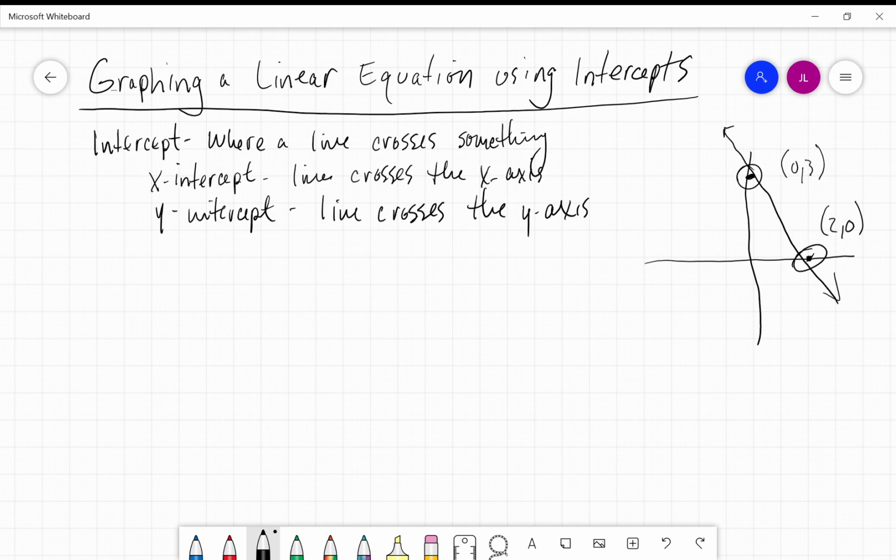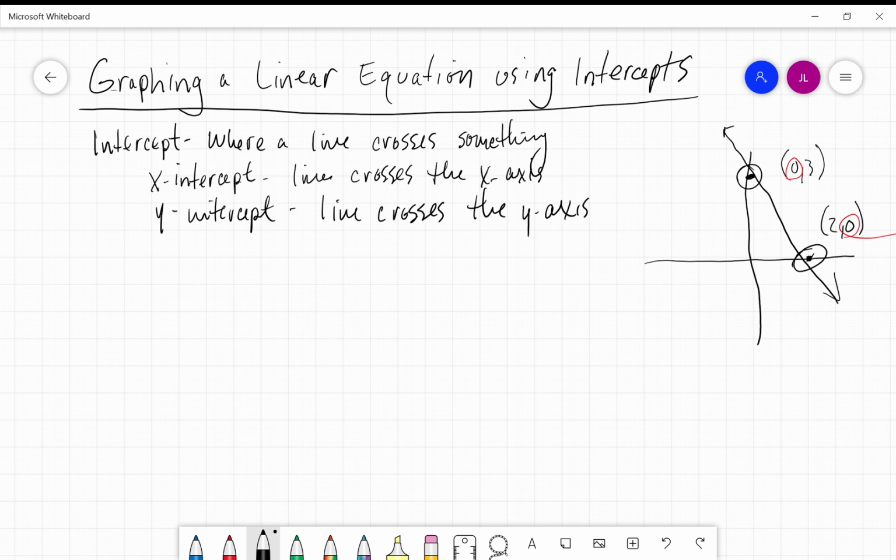So when we're talking about intercepts, we're talking about really where a line crosses something. When we talk about the x-intercept, we're talking about where it crosses the x-axis. And the y-intercept, where it crosses the y-axis. Now, one thing we need to note is that for our y-intercept, the x value is 0, and for the x-intercept, our y value is 0. This is always going to be true. Our x-intercept will always have a y value of 0. Our y-intercept will always have an x value of 0. And the reason that this matters is because this allows us to use these intercepts to graph a line.